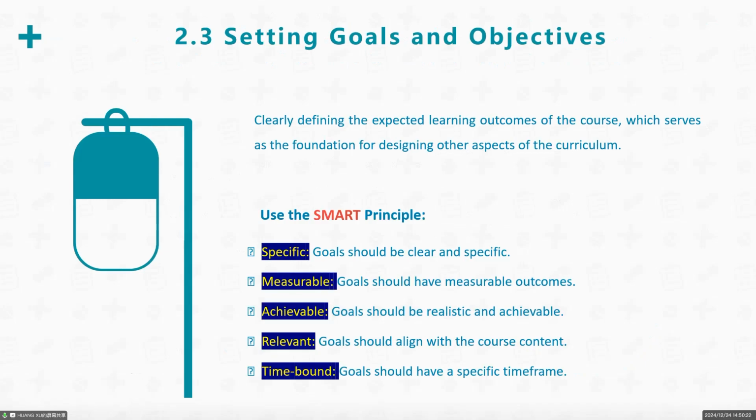The next one is achievable: goals should be realistic and achievable. The next one is relevant: goals should be aligned with the course content. The last one is time-bound: goals should have a specific time frame. And after this I will give more detail.